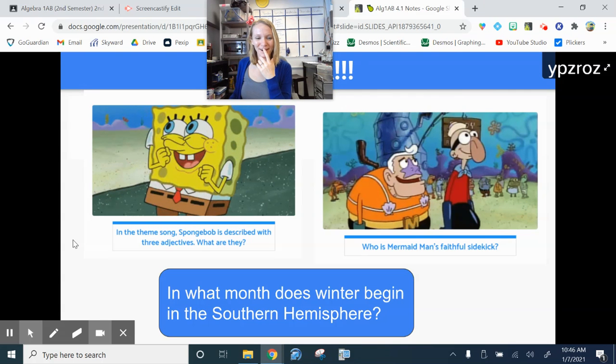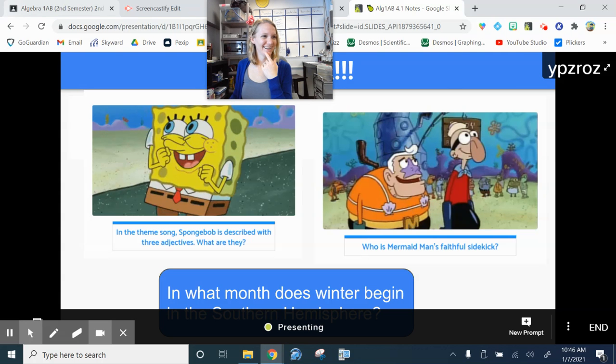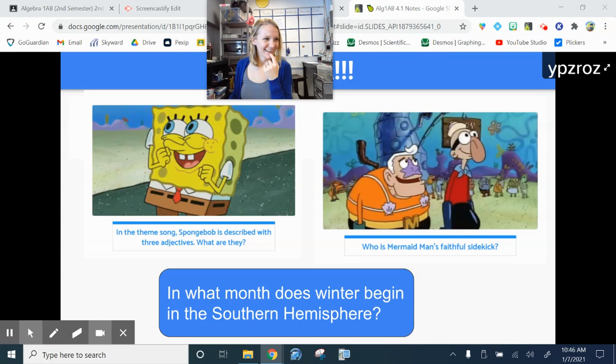All right, in the theme song, SpongeBob is described with 3 adjectives. What are they? Anybody know? How is SpongeBob described? What's his color? That's an adjective. Yellow. Yellow, good. We got 2 more. Oh, Connor's got it.